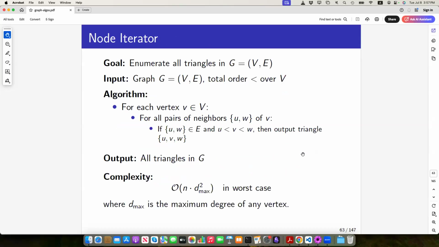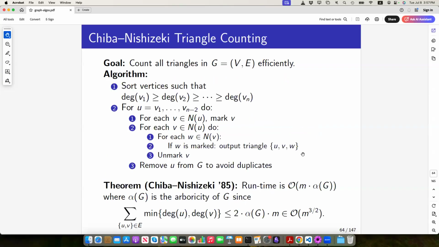So the other very simple method, as a baseline, is to take the vertex V and check the neighbors of V, U and W, and output the triangle UVW. Well, the complexity is: you have n nodes, and the total number of pairs you can have is the maximum degree squared. So this is another very simple, straightforward algorithm.